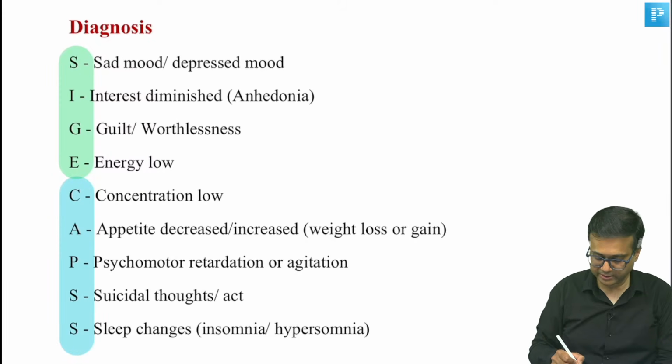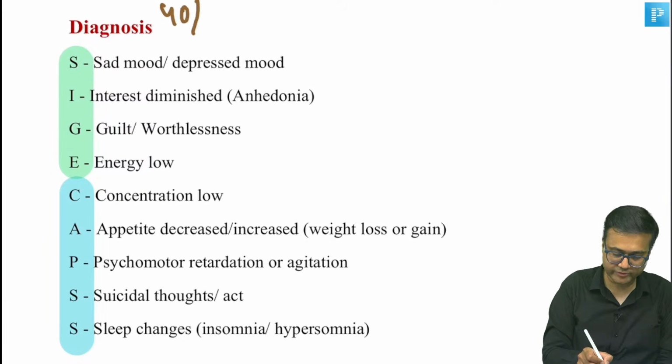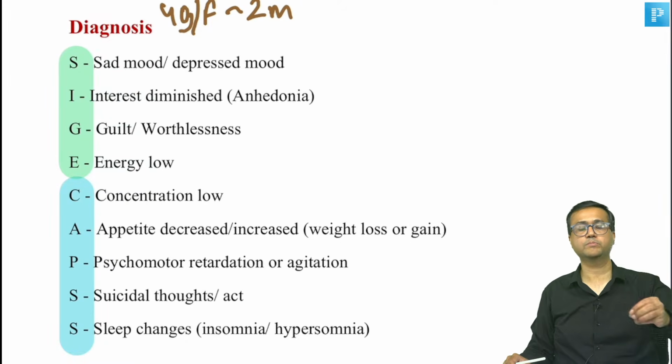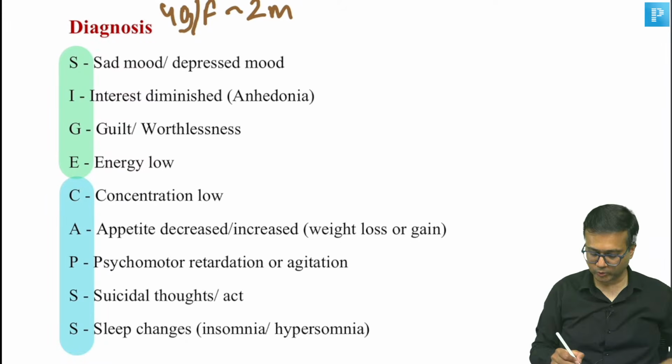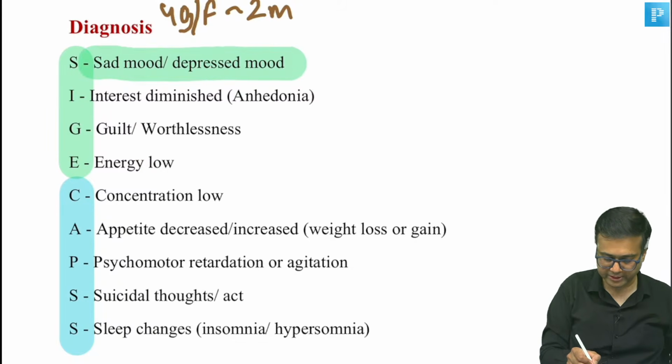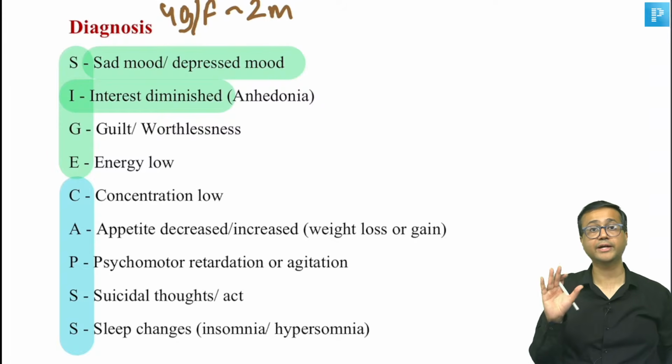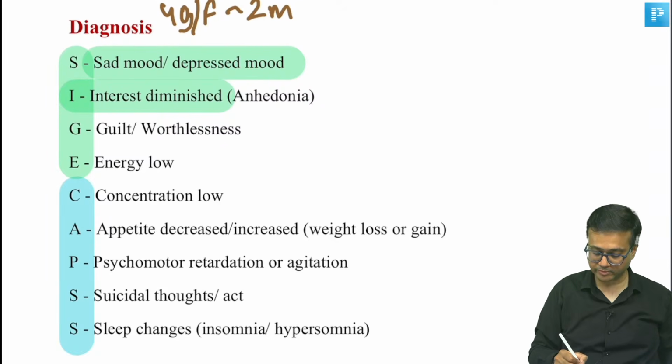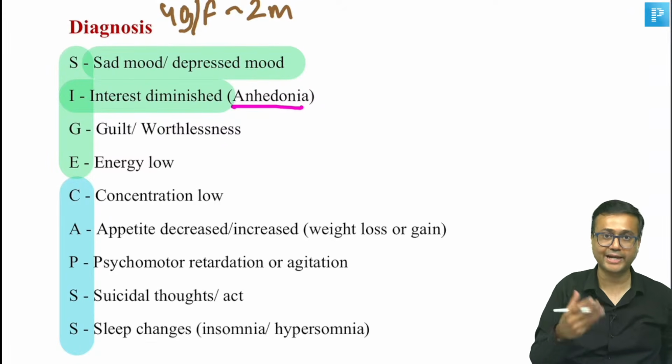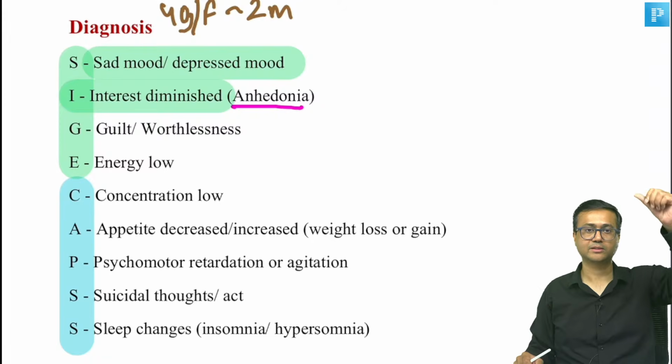So let us say this 40-year-old female, beta, which we have been discussing, says in the past 2 months, "Sir, wherever I am, most of the time I am sad." So S for the mood is sad or depressed mood. Second is interest. Beta, what happens to interest? We have already covered, interest is reduced. And what is the term we use for decreased interest? Anhedonia. So SIGE: the mood is low, the interest is reduced.